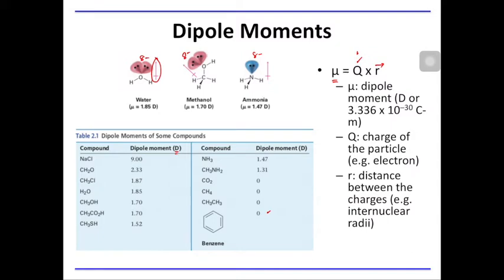For instance, you have this molecule which has a dipole moment of 2.33. Methyl chloride or chloromethane has a dipole moment of 1.87. So basically, in chloromethane, we have this structure, and the region of high electron density is chlorine due to the electronegativity difference. That's why the arrow of the dipole moment points to the direction of high electron density, which is the chlorine atom.